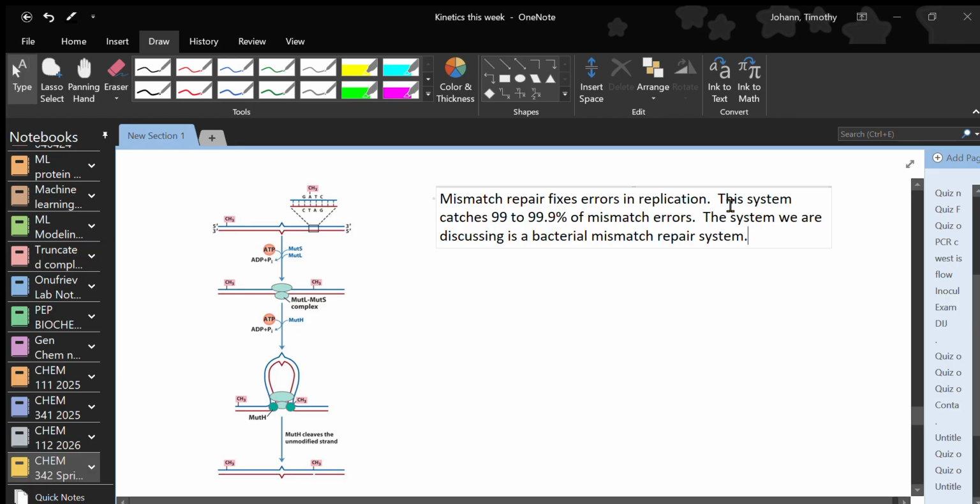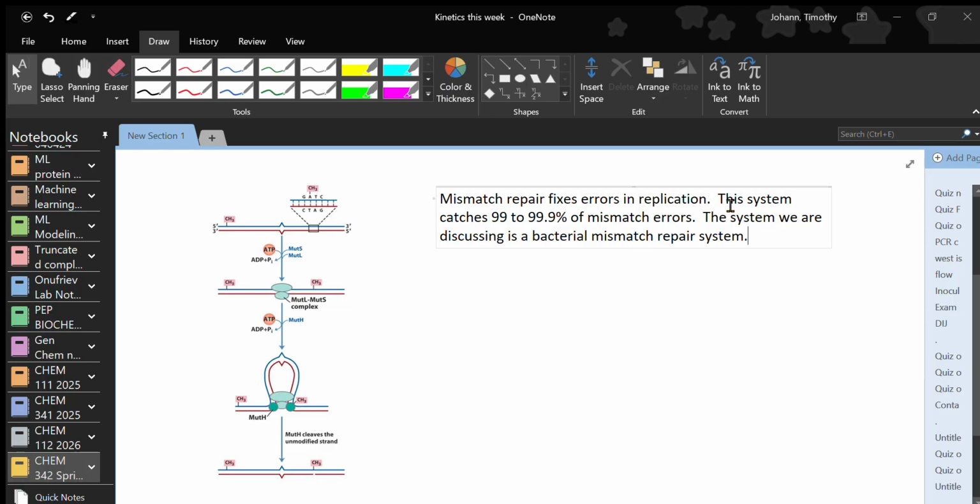All right, so if we think about fidelity of replication, in other words, how well we make a copy, this system actually comes in last, but it's going to give us 100-fold to 1,000-fold better fidelity, right? We just removed 99 to 99.9% of the errors. Does that make sense? So it's a 100-fold increase to 1,000-fold increase in the fidelity of replication there.